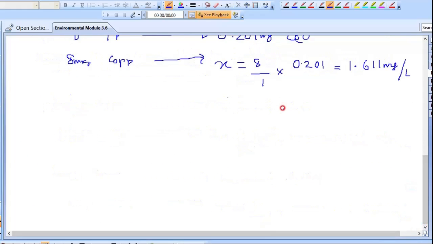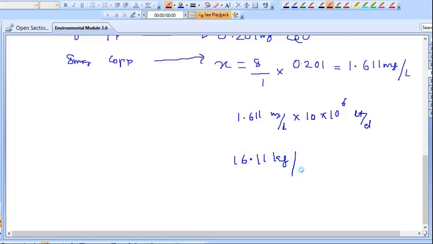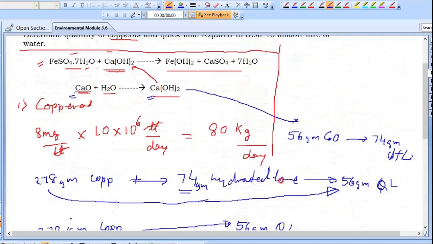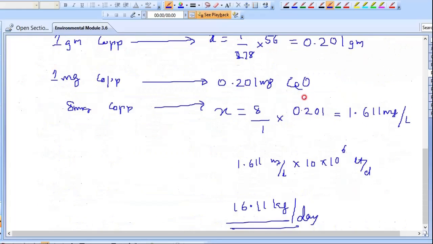Then for 10 million liter of water, what do we need to do? 1.611. This is mg per liter. This multiplied by 10 into 10 raised to 6. This is liter per day. Then liter cancel. Therefore 16.11 kg per day is the answer. Okay, 80 kg copperas is required and 16.11 kg lime is required. Okay, now this is all.